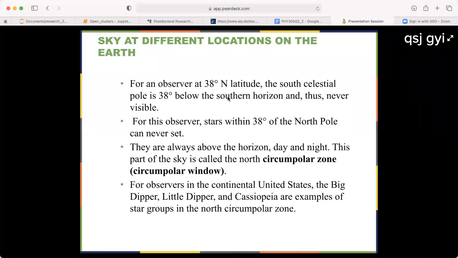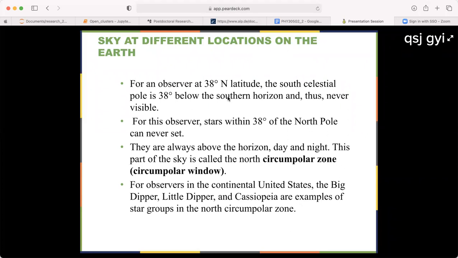And for this observer, stars within 38 degrees of the north pole can never set. Now this is something very, very important and also very interesting. If you go to these higher latitudes, let's say you go to a country like the USA and go outside and spend the whole night looking at stars and see how they rise and set, you will clearly see that there will be a set of stars close to the north celestial pole.